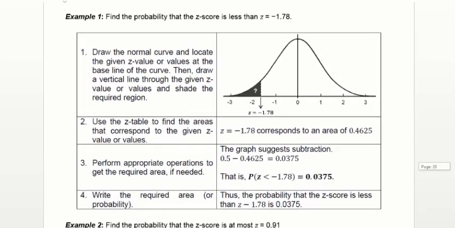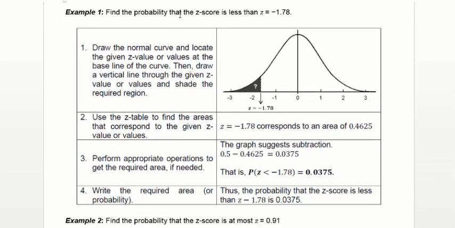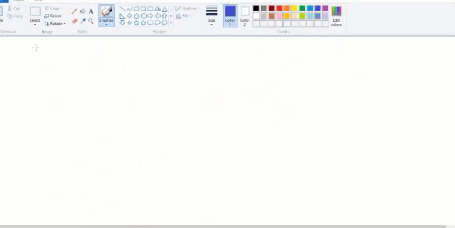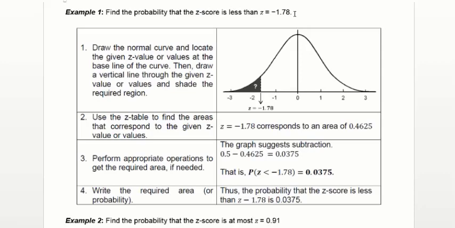Okay? So, let's have an example. Example 1: find the probability that the z-score is less than Z equals negative 1.78. So, Z is equals to negative 1.78. Am I right? Okay, negative 1.78.